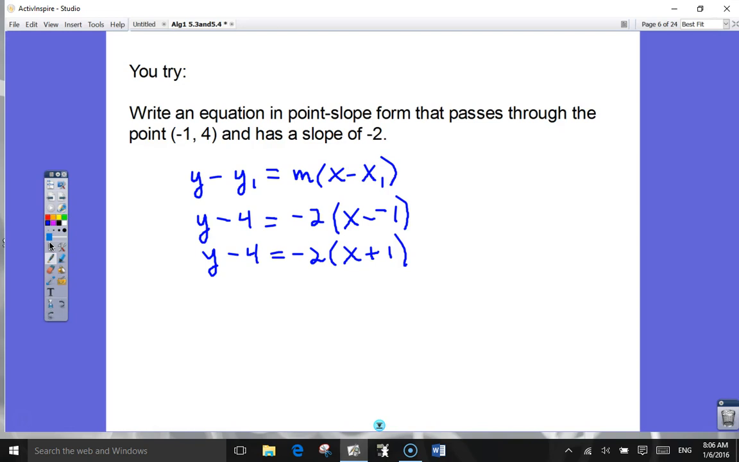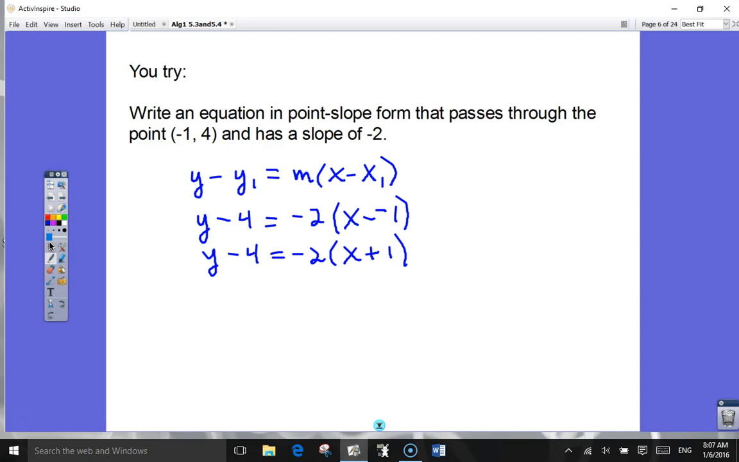You distribute, right? That's negative 2x minus 2. You didn't distribute. Negative 2 times 1 is negative 2. Nope. If you add 4 to both sides, that's a plus 4. How do you cancel a minus 4 on the left? You add 4.